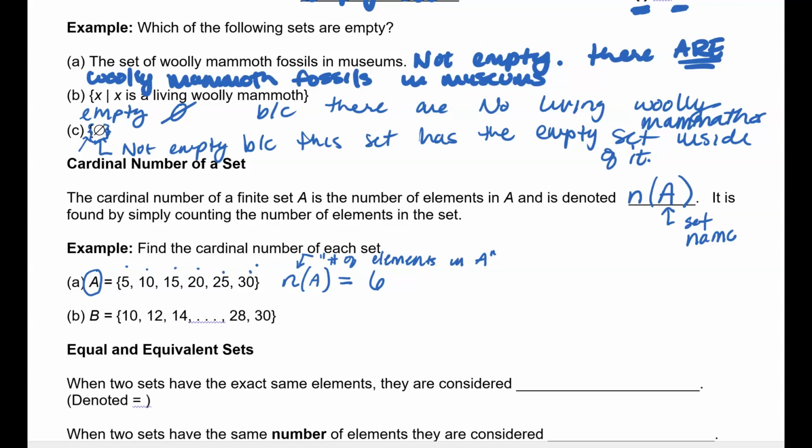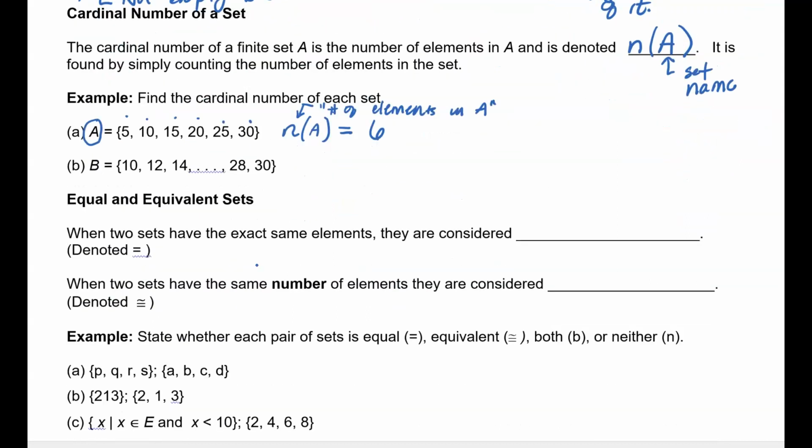In B, I tried to come up with some examples that could potentially be tricky. This could be tricky because you have the dot, dot, dot in the middle, not at the end. It's still a finite set because it has a beginning and an end. The dot, dot, dot is just used so that whoever wrote this doesn't have to list out all the numbers in between. So n of B, because this set name is B, and I'm going to count all of these numbers. The key is that you have to count the middle. At this point I would probably just write this all out.